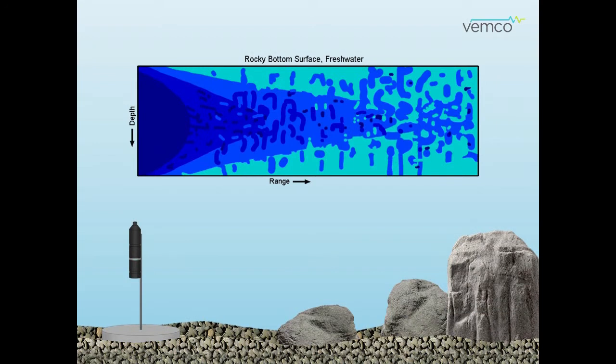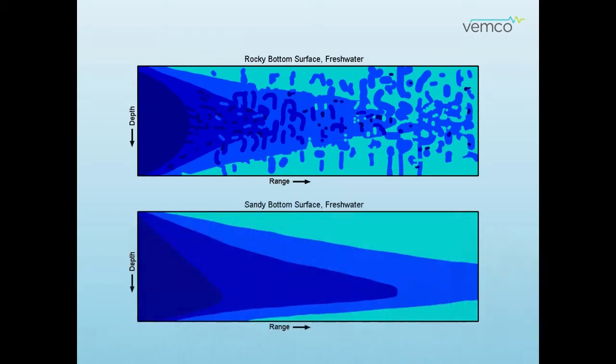The same experiment in an area with a rocky bottom gives us data that looks rather scattered and has a different underlying shape. If we compare the two graphs, it's easy to see that the two bottom surface types cause very different acoustic results. We know that different bottom types will affect acoustics differently.